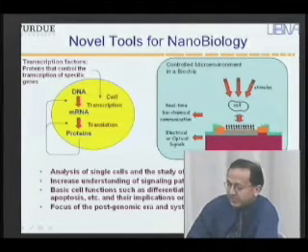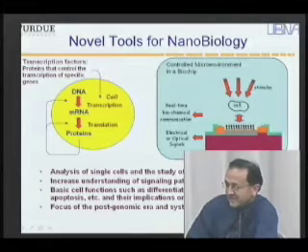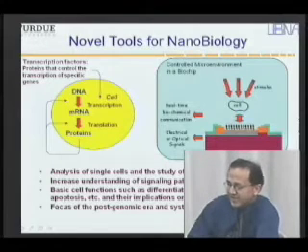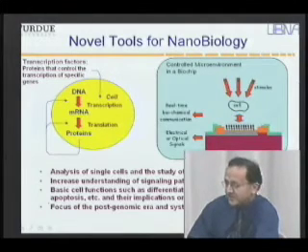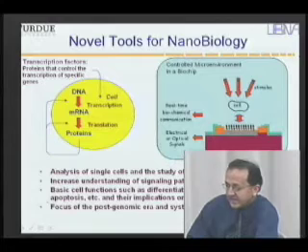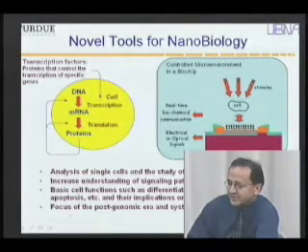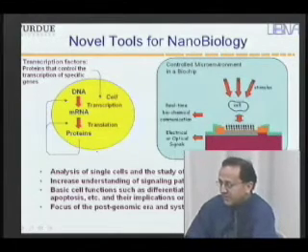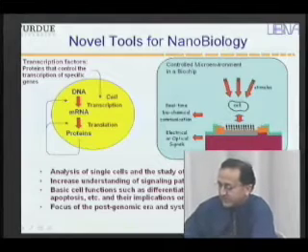Basic cell functions such as differentiation, reproduction, apoptosis, etc., and their implication on various disease states could be determined, or you could get more insight using these micro and nanoscale sensors. And understanding single cells and their function is really a focus of the post-genomic and systems biology era. And I believe, and many people believe, that these micro and nanoscale sensors will play a key role in this area of research.